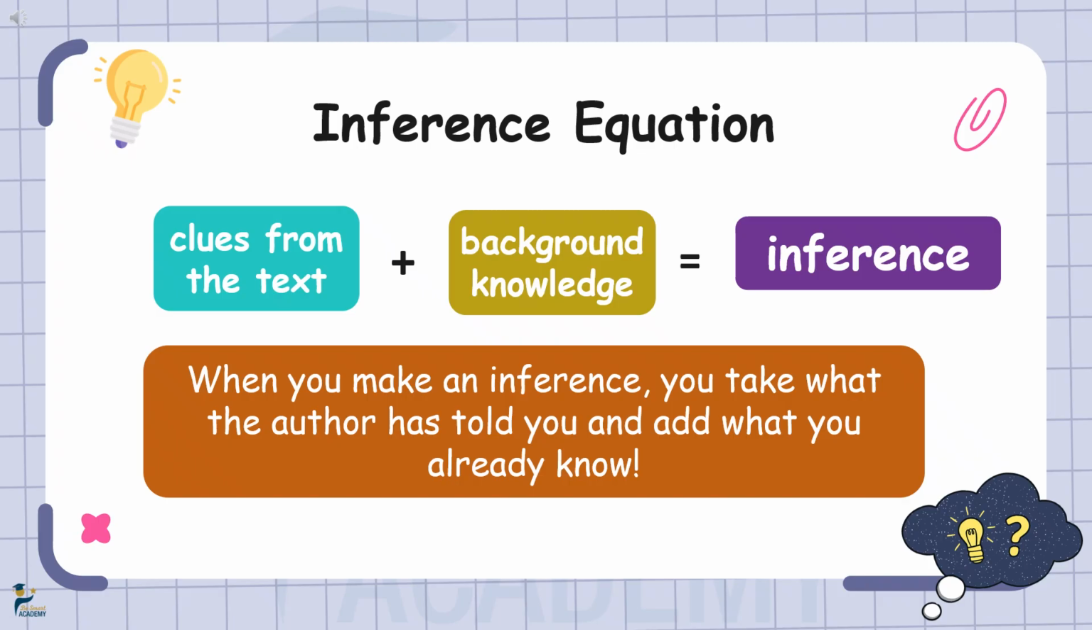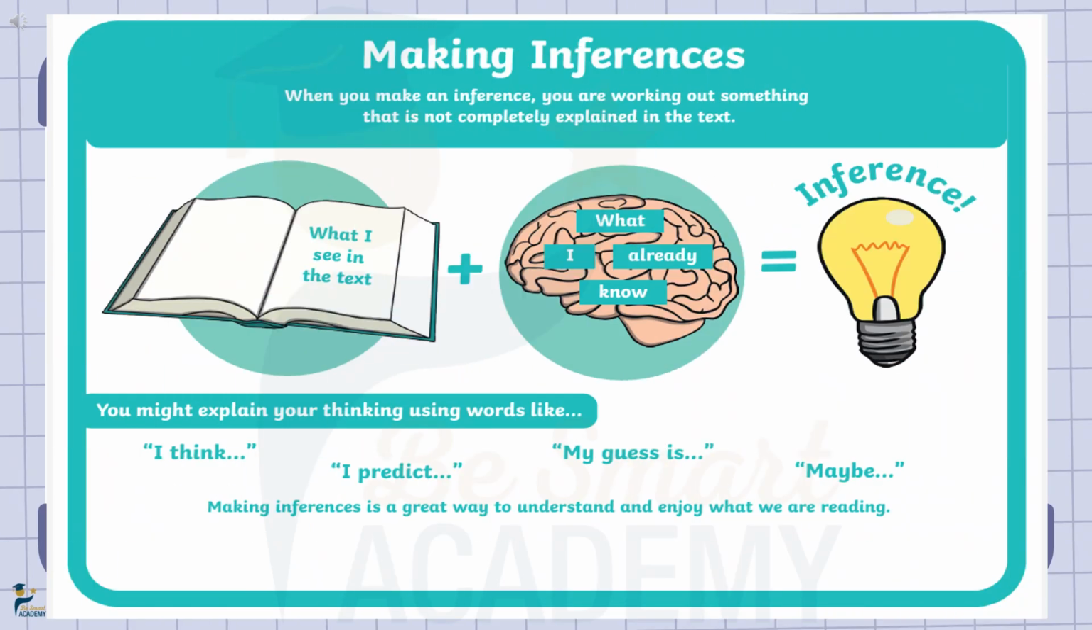To sum up, when you make an inference, you take what the author has told you and add what you already know. When you make an inference, you are working out something that is not completely explained in the text. To make an inference, we use what we see or read in the text, plus what we already know, our background knowledge. You might explain your thinking using words like, I think, I predict, my guess is, or maybe. Remember that making inferences is a great way to understand and enjoy what we are reading.